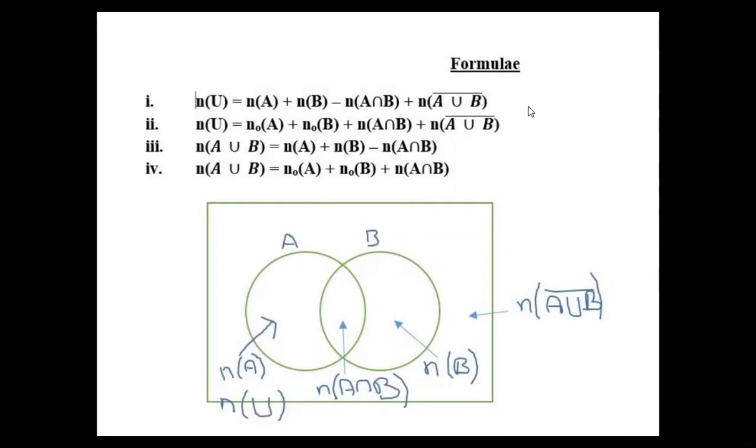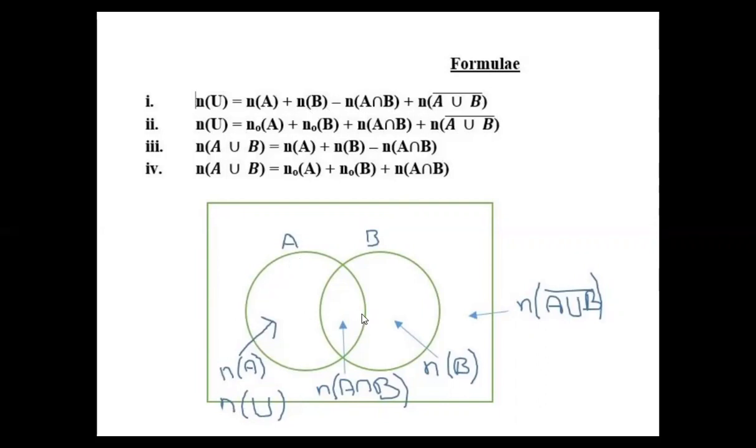So in class 8, what we have learned was n(U) equals n(A) plus n(B) minus n(A intersection B) plus n(A union B) whole complement. Okay, so if you see this one, n(U) means this whole box. This box is called n(U). Okay, n(U).